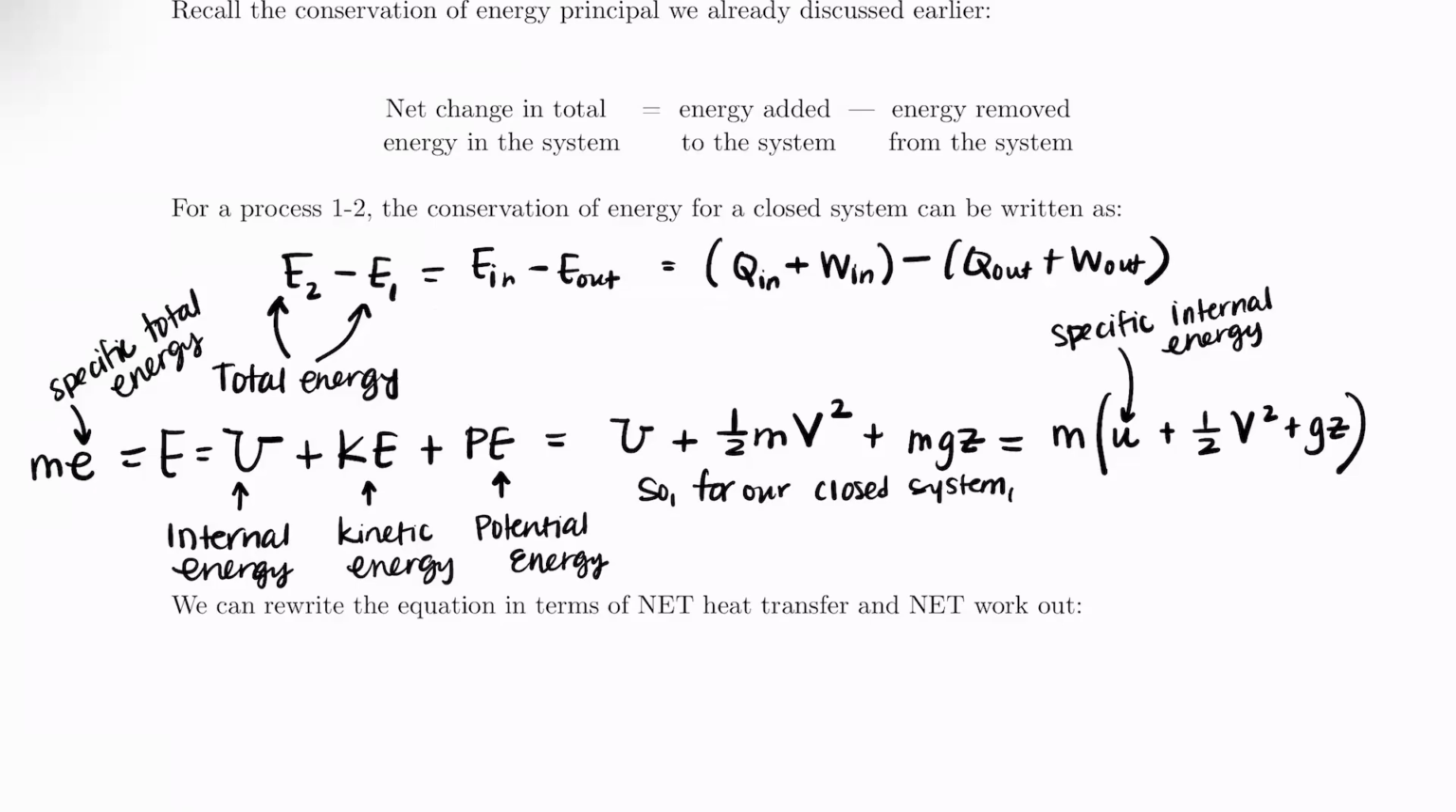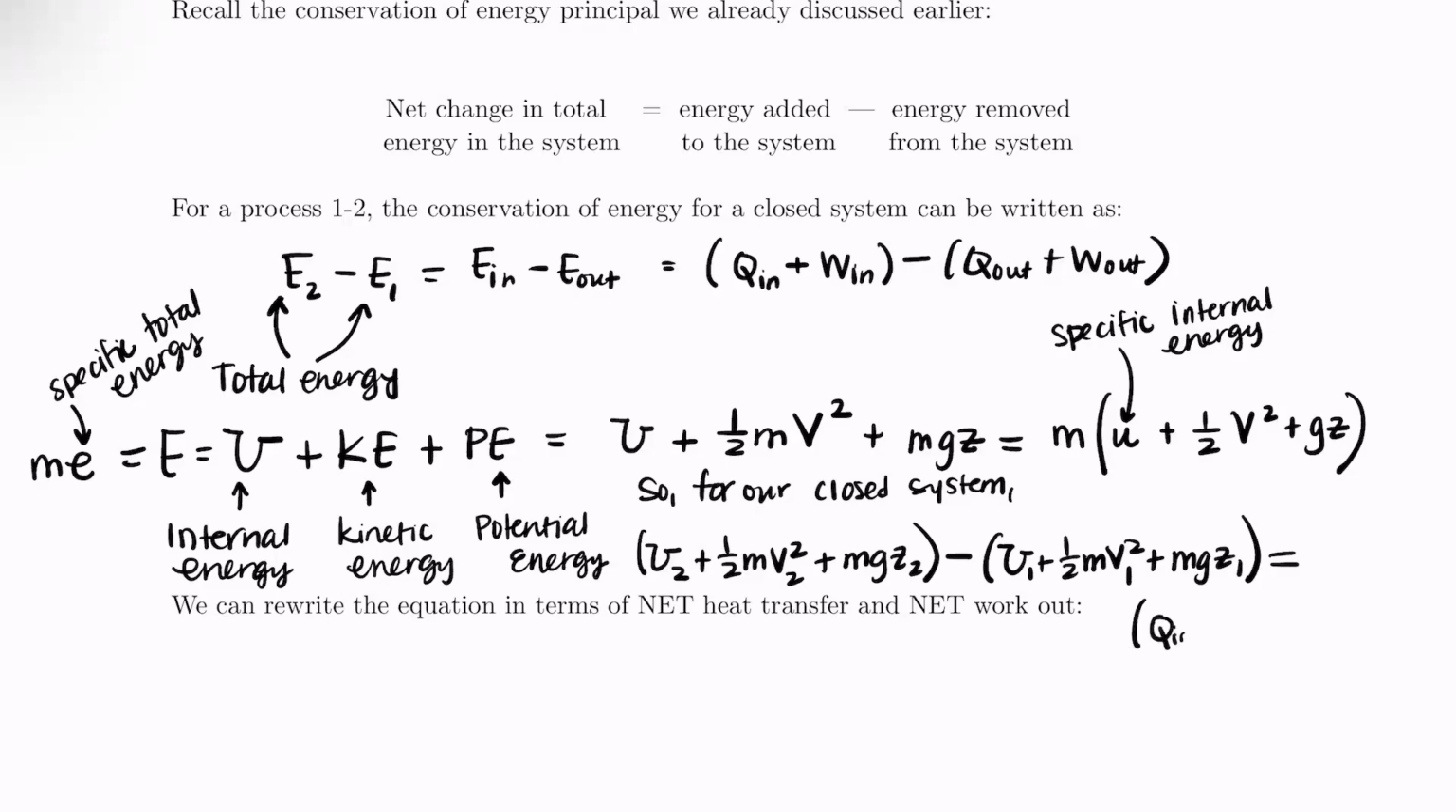we then have our internal energy plus our kinetic energy plus our potential energy, all evaluated at state 2, minus our internal energy plus our kinetic energy plus our potential energy evaluated at state 1, is equal to Q in plus W in minus Q out plus W out.